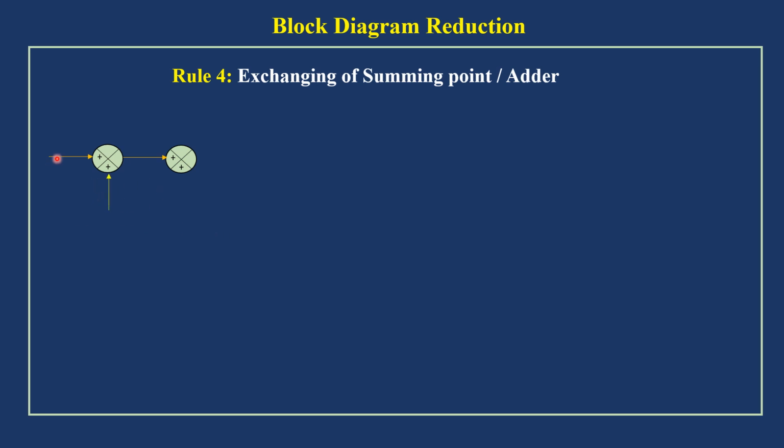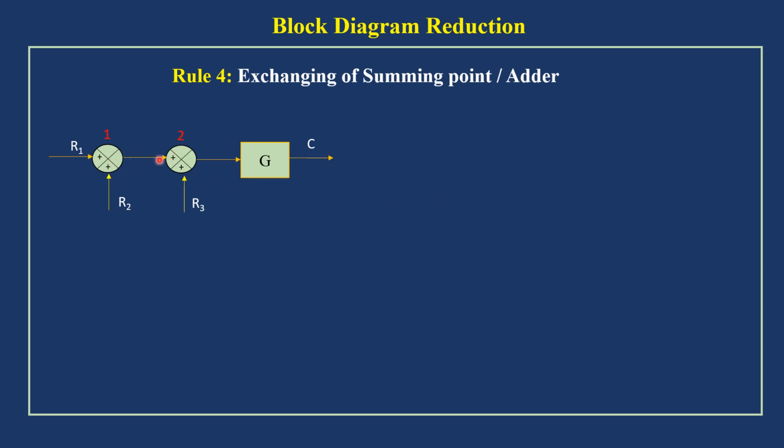So here this pictorial representation consists of two summing points. I have represented two summing points and one block. So R1 is given for that and R2 is another input for the first summing point. R3 is another input for the second summing point, and the block is given. This is the first summing point, second summing point. Let me find the output first. Here I have termed the output as C. We will find C.